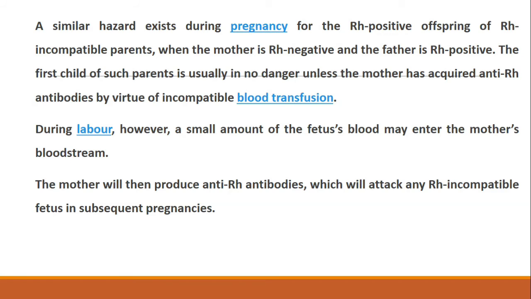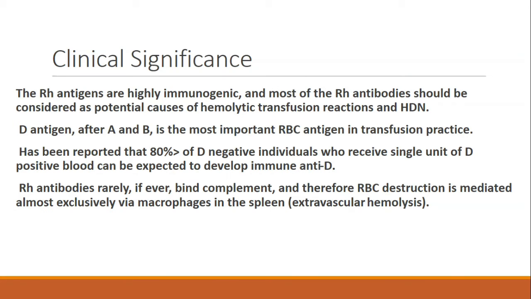Okay. Also discussed is that Rh antigens are highly immunogenic, and most Rh antibodies should be considered a potential cause of hemolytic transfusion reaction and HDN, hemolytic disease of newborn. D antigen, after A and B, is the most important in transfusion practice, as I have discussed previously.